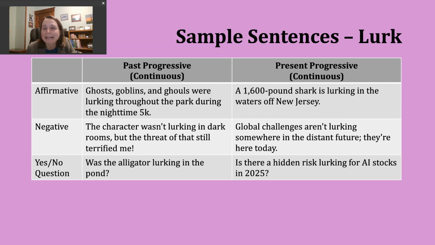Finally, let's look at making a yes or no question in the present progressive. To do this, start with your form of be, whichever form matches your subject, so the subject comes next. Then you want to use the ing form of the verb. Here's my last example. Is there a hidden risk lurking for AI stocks in 2025?